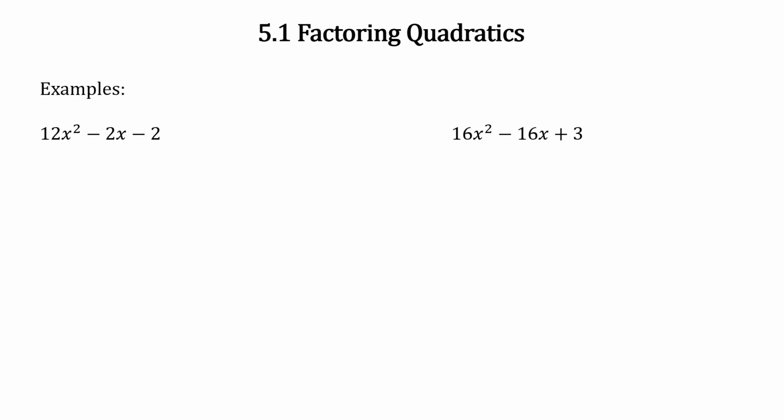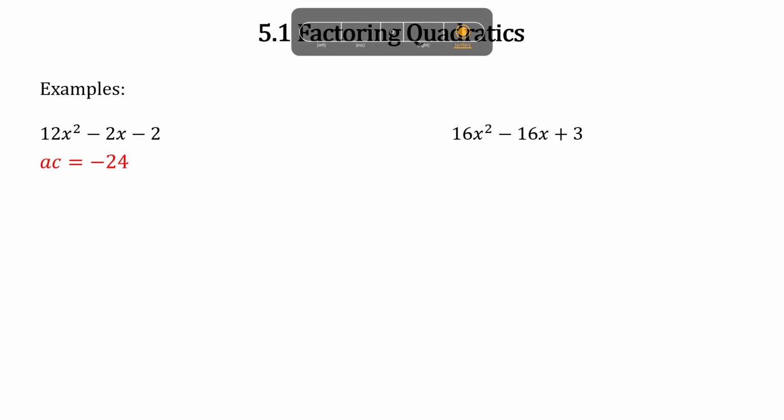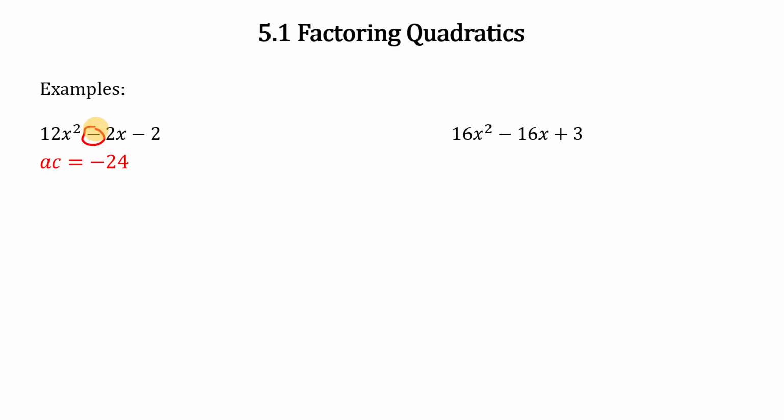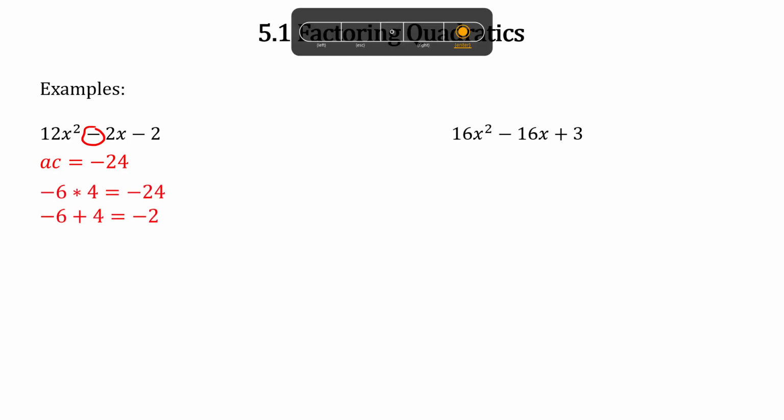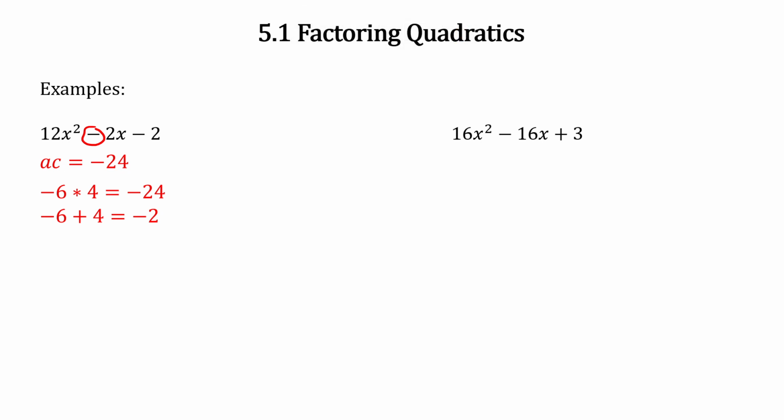Okay, on the first one, A times C is negative 24. So we want them to multiply to negative 24, so one of them has got to be negative, and add to negative 2. I always think about it then, the bigger one has to be negative. For it to add to a negative, the bigger number has got to be negative. So we've got 8 and 3, but those are 5 apart. 12 and 2 are 10 apart. Obviously, we're going to use 6 and 4. I'm going to need negative 6 and positive 4.